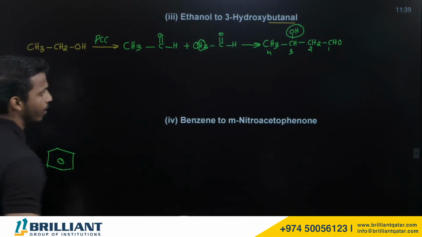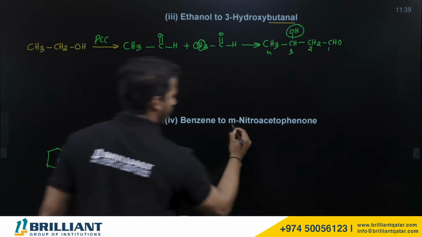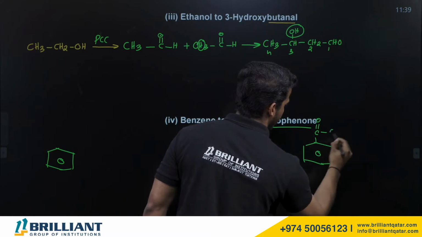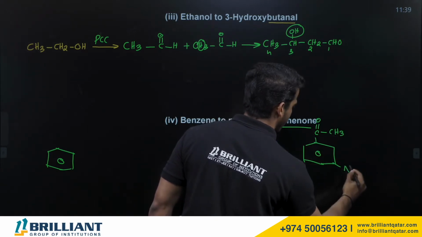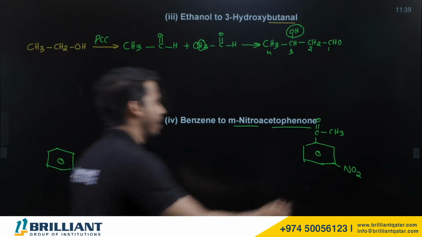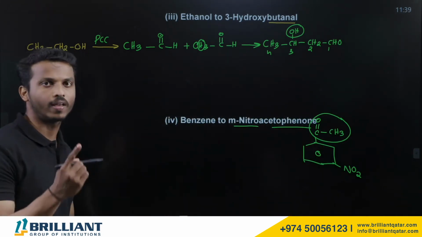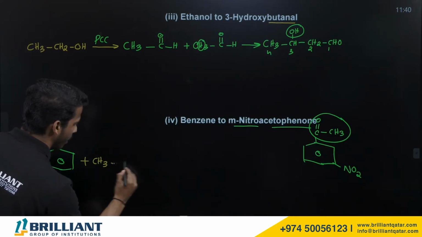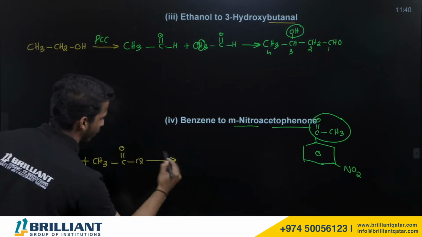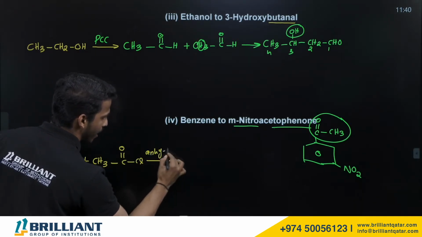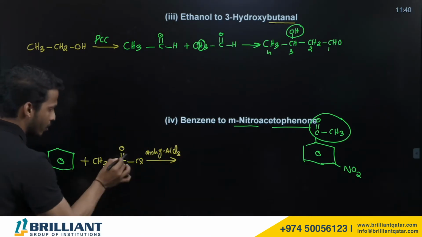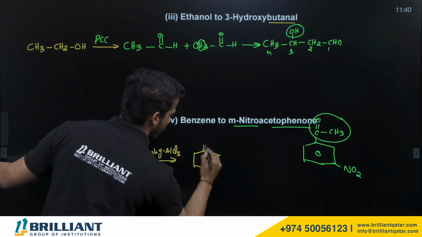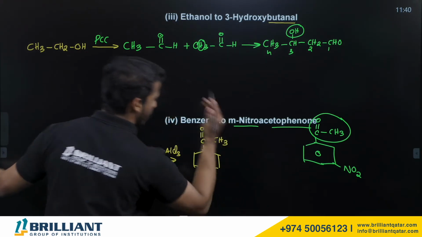Next one, benzene. The starting material is benzene to meta-nitroacetophenone. What is acetophenone? Acetophenone means benzene with a COCH3. At the meta position, there is a nitro group. All right. How can you bring this acyl group there? Friedel-Crafts acylation. Add CH3COCl. Anhydrous AlCl3 is the catalyst. So this is the electrophile. It will come to the benzene ring. You will get benzene with COCH3. Acetophenone is ready.